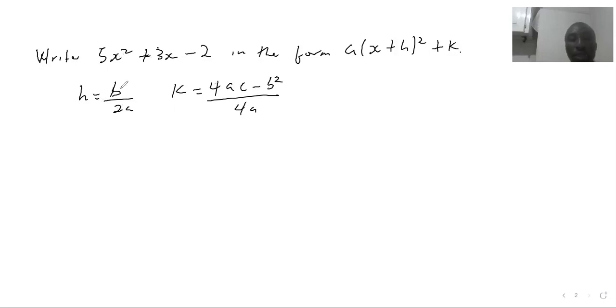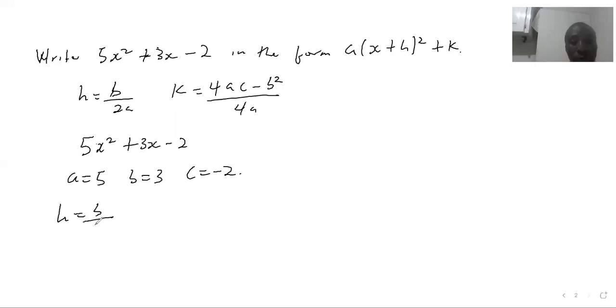Then later you go back to the equation. You're going to say 5x squared plus 3x minus 2. My a value is equal to 5. My b value is going to be 3. And my c value this time is going to be negative 2. We are going to work out what is h. H is equal to b over 2a.